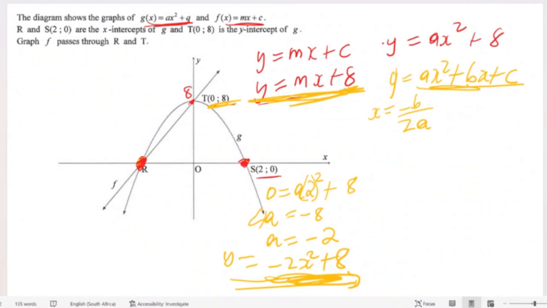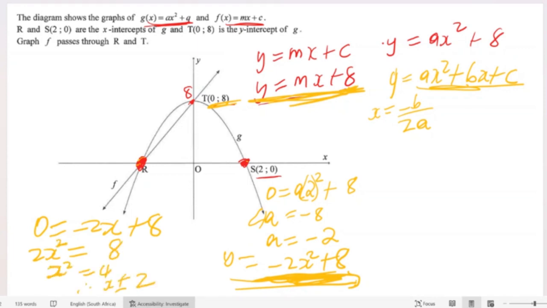Knowing that y is equal to 0, we can use this one: negative 2x squared plus 8 equals 0. So your 2x squared is equal to 8, so your x is equal to plus or minus 2. Now we know with this one, the x coordinate is minus 2 because it's on the negative side. Okay, so now you've got two coordinates.